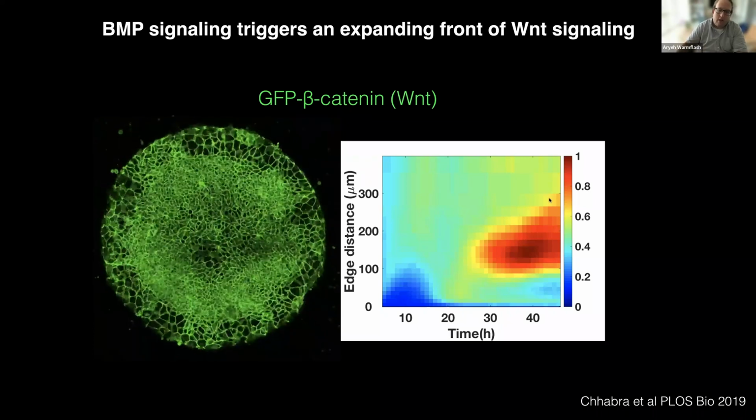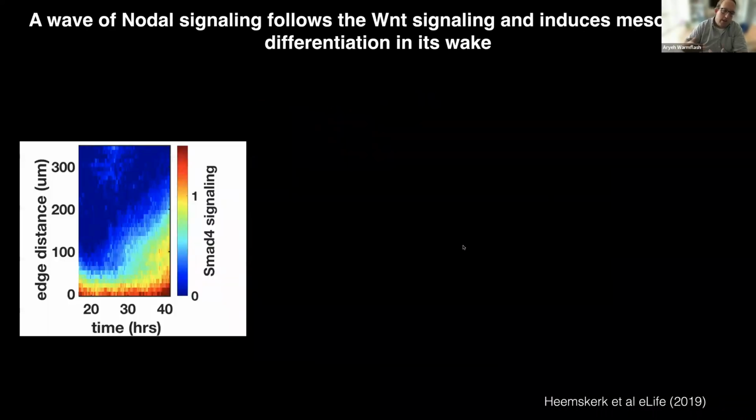This signal is crucial for making these layers. And as the signal spreads, it triggers this second signal further down the cascade, which is known as nodal. I'm not showing you the movie here, but this is the similar quantification of nodal. So it starts a little bit later, at 30 hours, and then spreads in. It actually spreads faster.